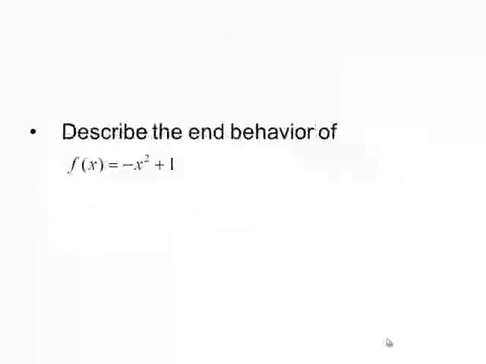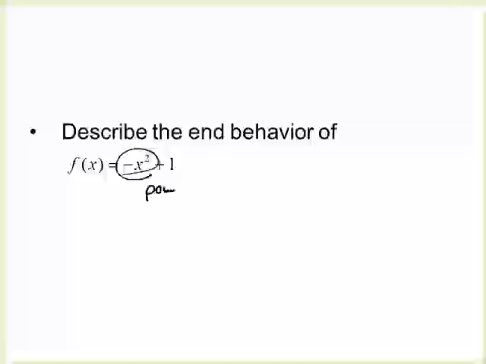So in this example, we care about the highest powered term. So that would be the negative x squared plus 1. Okay, we care about the term with the highest exponent. In that, we care about the power. Is the power even or odd? Even. 2 is an even number. What does that mean? They're going to do the same thing. Even powers mean both ends are doing the same thing. So they're either both going to go up or both going to go down.